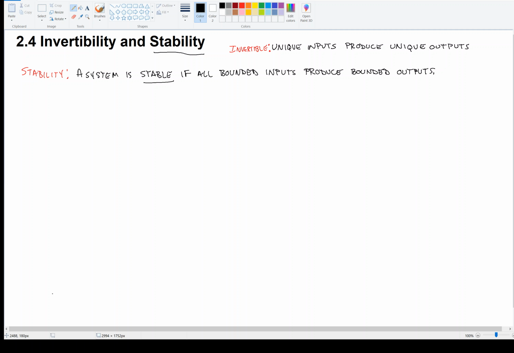Okay? In other words, if I put a signal in that does not go to plus or minus infinity, we might say that it behaves nicely. If it does not go to plus or minus infinity, then the output should not blow up and go to plus or minus infinity. If I put in a signal that is bounded, and the output blows up, it goes to infinity, then that's not a stable system. Okay, so I'm going to give you an example of not stable.